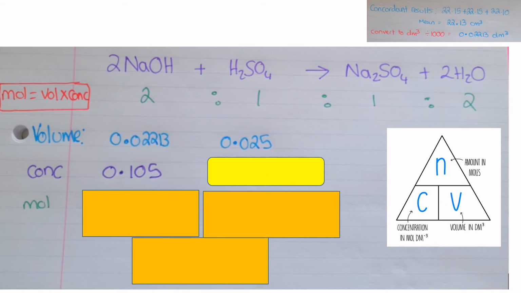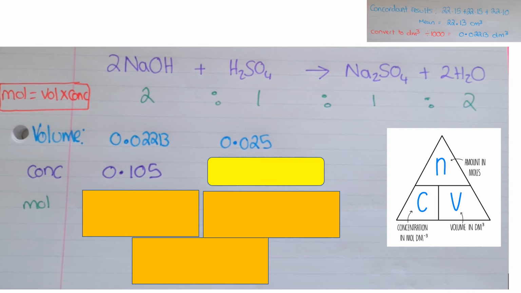So I've worked out the volume of sodium hydroxide on average, and I've put it in decimetre cubed, so I've got that information. I also have from the question the volume of sulfuric acid, and I was also told the concentration of sodium hydroxide in the question. Fantastic, so I can see what information I know. I'm trying to work out that light yellow box, the concentration of sulfuric acid.